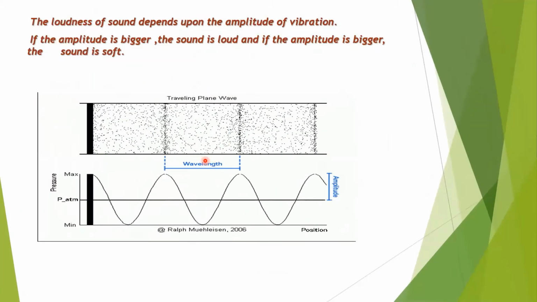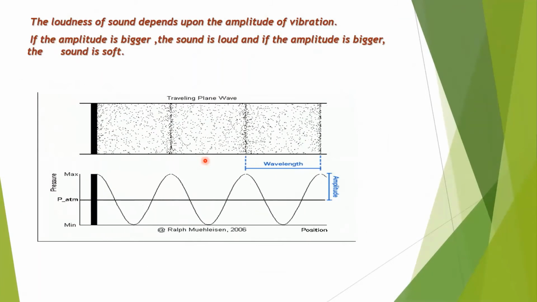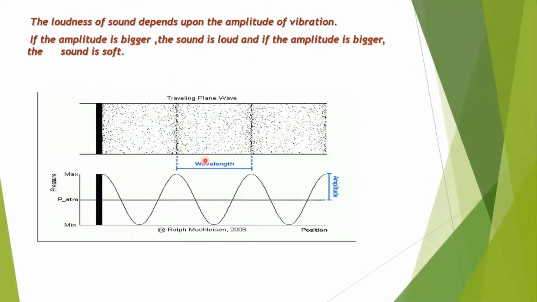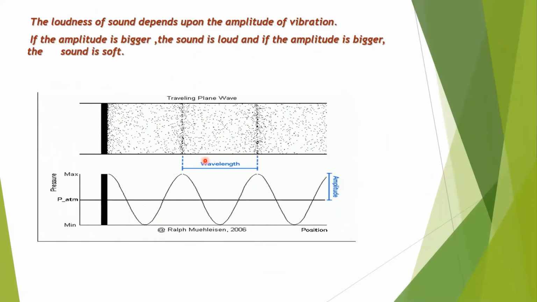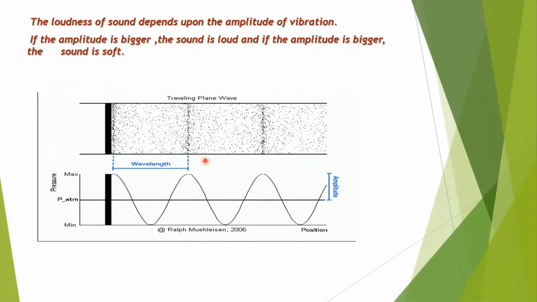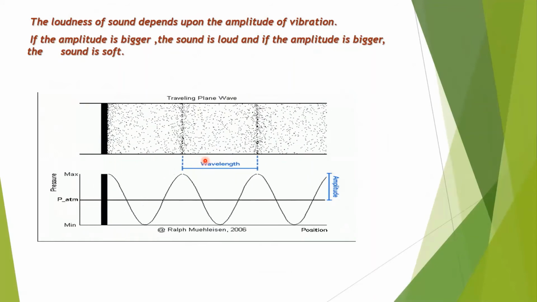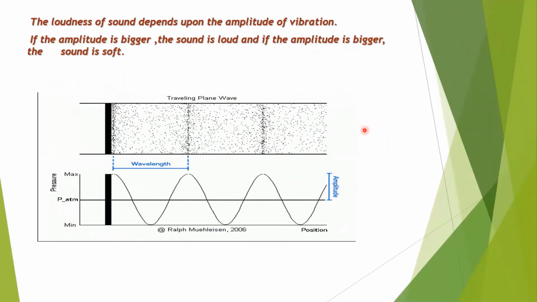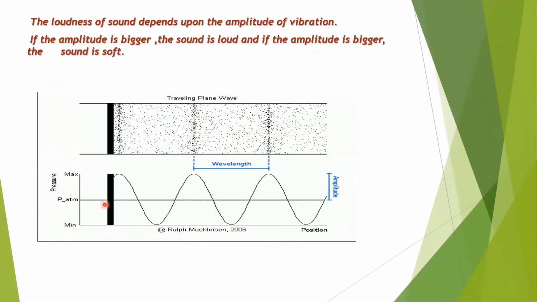The loudness of sound depends upon the amplitude of vibration. Amplitude means the maximum extent of vibration of the vibrating body from its mean position. If the amplitude is bigger, the sound is loud, and if the amplitude is smaller, the sound is soft. As you can see here, this is the mean position.